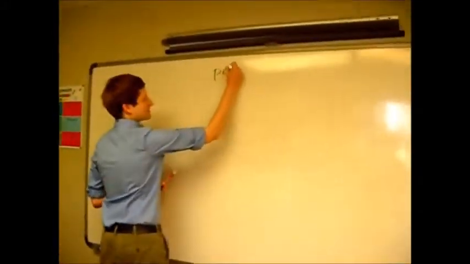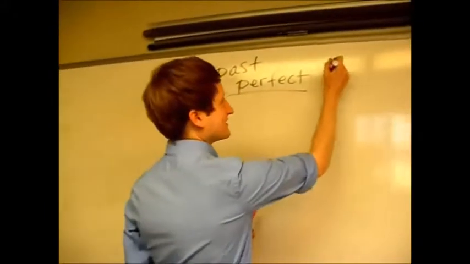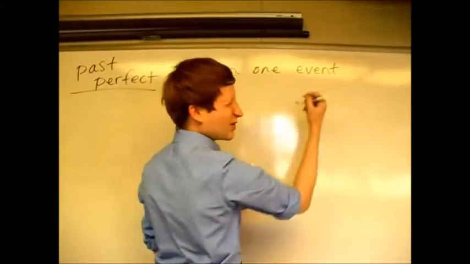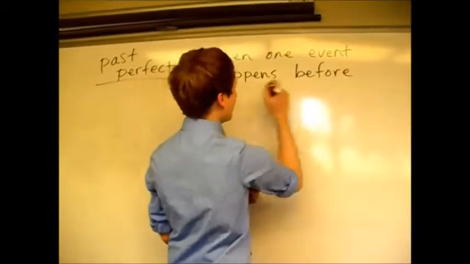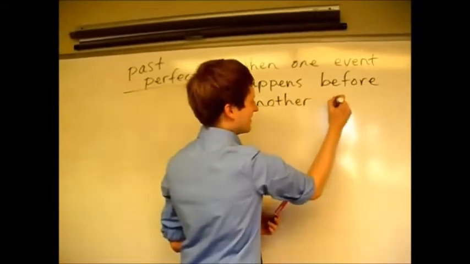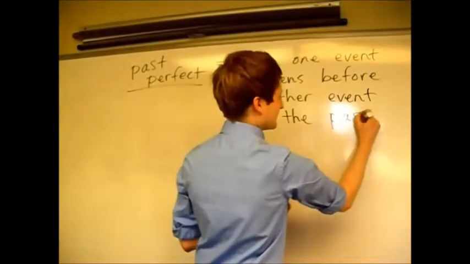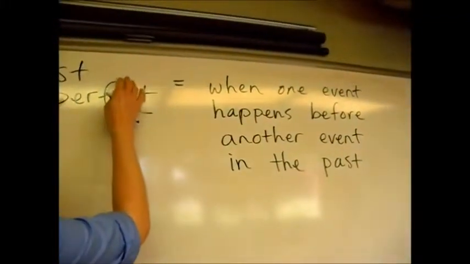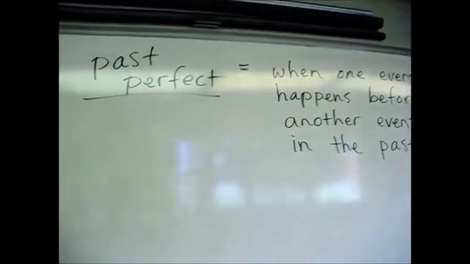Okay, let's talk about a verb tense. This verb tense is called the past perfect. You can use this verb tense when one event, one thing, happens before another event, another action, another thing in the past. So when two things happen in the past, you can use the past perfect, and this happens first. It's the thing that happens first.